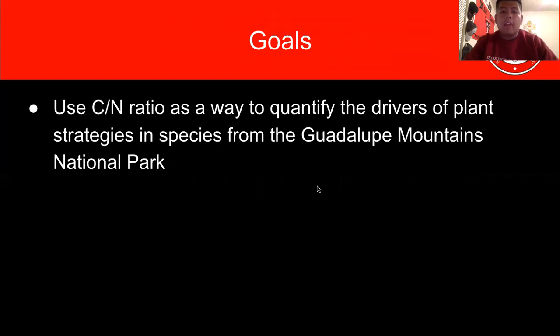One of the goals for my project was to use this functional trait, the carbon nitrogen ratio, to see if I'm able to quantify the drivers of plant strategies within the species that we sampled, which were from the Guadalupe Mountains National Park.